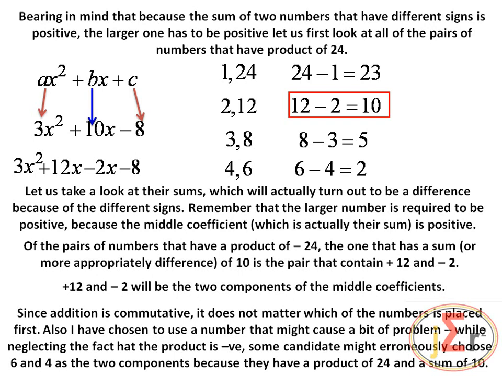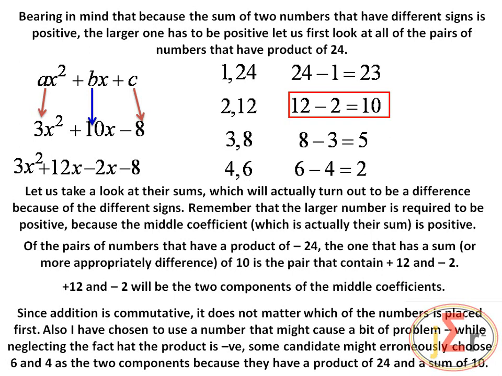While neglecting the fact that the product is negative, some candidates might erroneously choose 6 and 4, because 6 times 4 is 24, and when we add 6 and 4 we get 10. So they may erroneously choose 6 and 4 as the two components because they have a product of 24 and a sum of 10. If we add 4 and 6 we get 10. If we multiply 4 by 6, we get 24. That might be some student's choice.